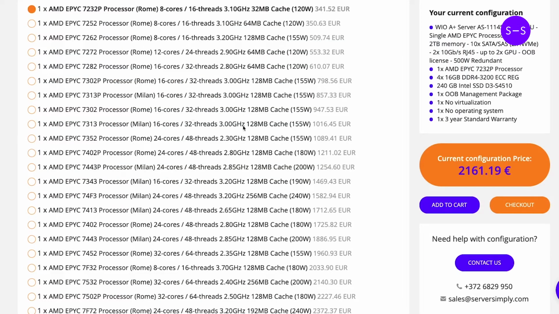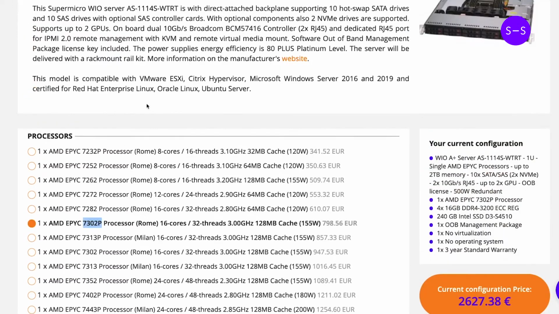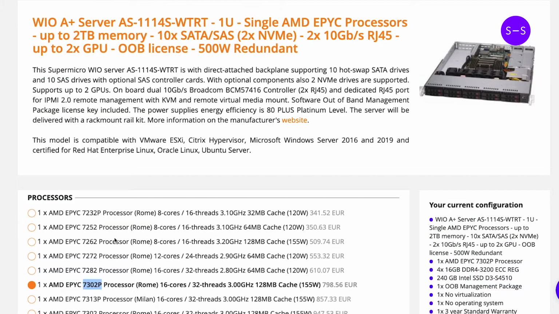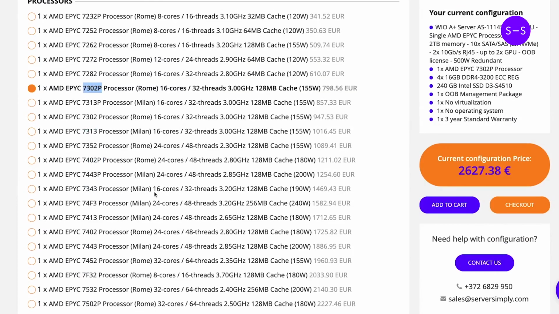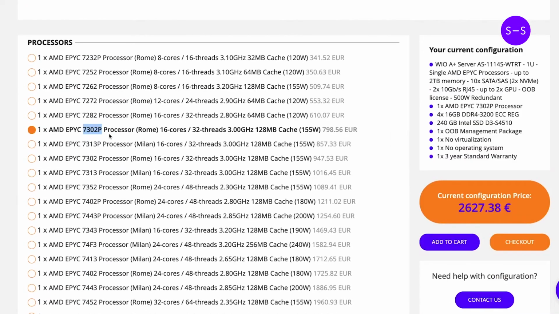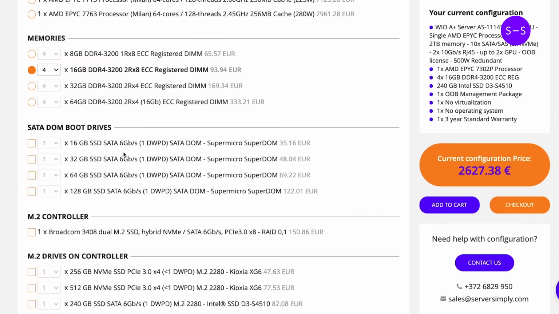I will select a 16-core CPU. That is one of the most popular choices, along with a 32-core model. Selected model is 7302P. Please notice the letter P. It means that this is a single CPU supported model. It cannot be used in dual socket server systems and can only be used in single socket servers like the one we are actually configuring. And therefore it is the most cost-optimized solution for a single processor server, and all the other models with the letter P in the end.